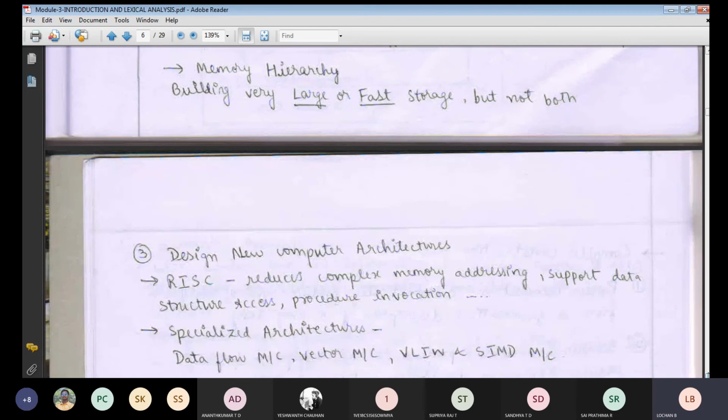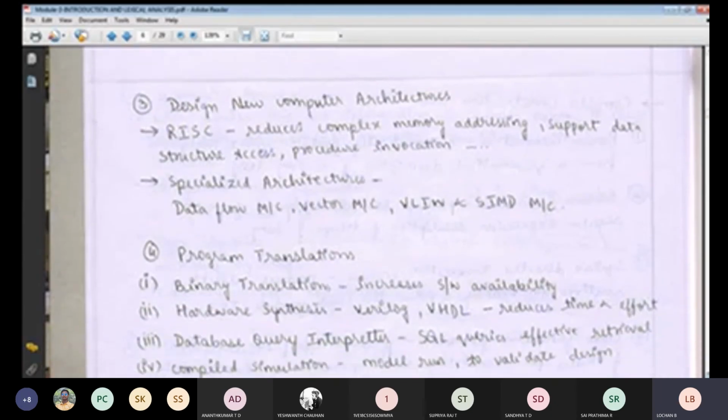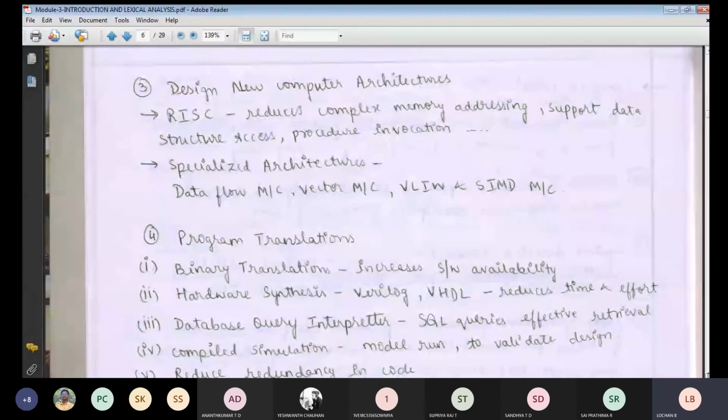Next, when it comes to designing new computer architecture, in this particular case we will get two things: one is RISC and one more is SIC. RISC is nothing but reduced complex memory addressing. Till now we have come across many addressing modes, many memory addressing: it can be register, base relative, PC relative. Like that, you will have many addressing modes, and the compiler has to support all of them. And data structure access, either it can be your tree concept, or a stack, or a queue.